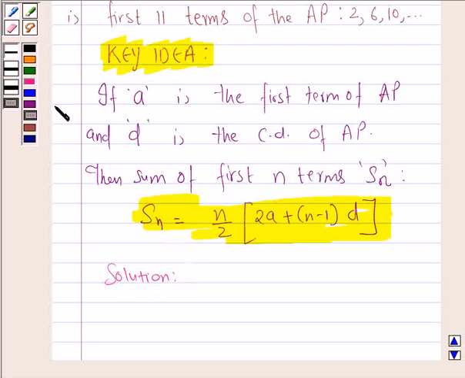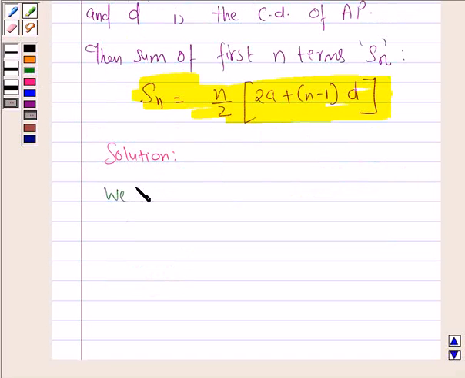We have a sequence, an arithmetic progression. We have 2, 6, 10. A is 2 and D is 6 minus 2, which is 4, because D is the difference between two consecutive terms. Therefore, it's 6 minus 2, which is 4, and 10 minus 6, which is also 4. You can take any difference. So, D is 4, A is 2.